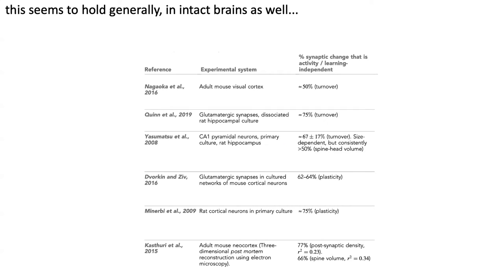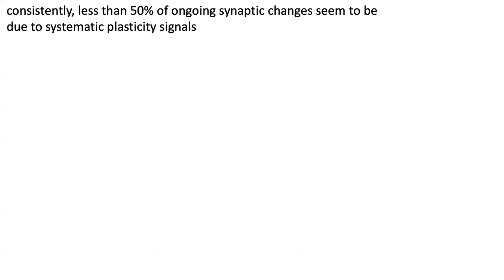And this isn't just something that one group has seen in neuronal cultures. This has actually been seen in intact animals as well. Obviously, it's very hard to interfere with these pathways, and people have to come up with very clever ways of trying to block the plasticity but leave other things constant. So all of these things are subject to caveats. But what's interesting is just how consistent these estimates are, that the amount of turnover that seems to be due to a systematic source is always less than half of the total amount of turnover. So consistently, less than 50% of ongoing synaptic changes seem to be due to these systematic signals.